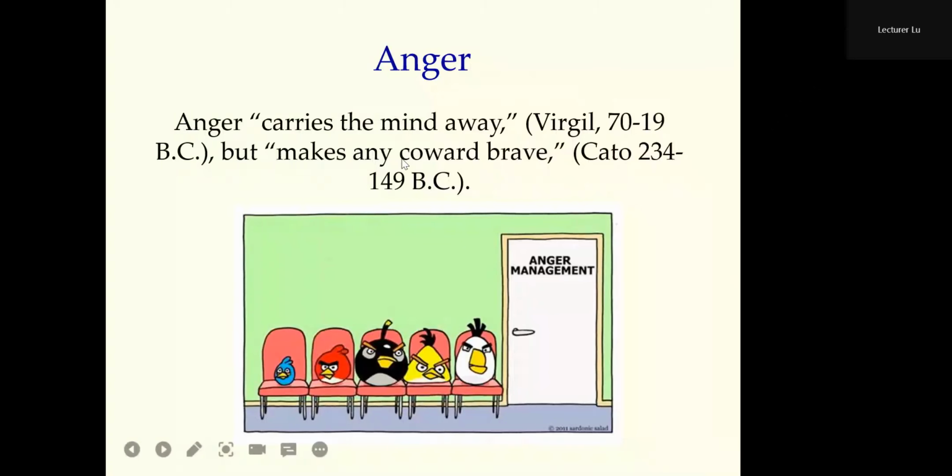However, from this sentence, we can see there are actually two sides of anger. It can carry the mind away, the bad side, but it also has its function. It makes the coward brave, it makes us brave. And it also has its function to make humankind survive, because we can feel anger, and when we face danger in the environment, our body can react very quickly and help us run or fight back.